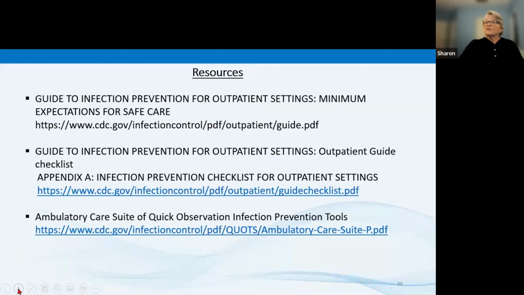These are some resources. I really do recommend you at least take a look at the first one and see if the Appendix A checklist can be tweaked to work for your facility. And then there's another observation tool for ambulatory care, which you might also find useful.